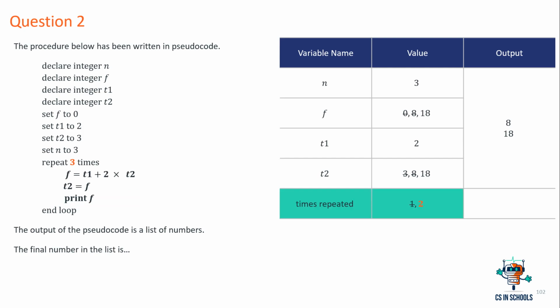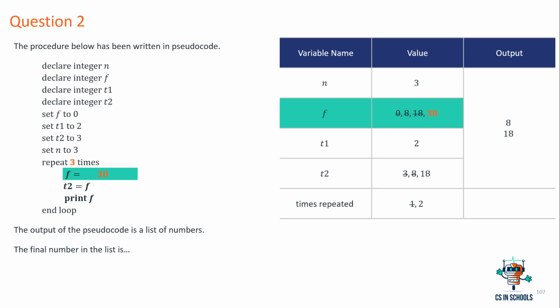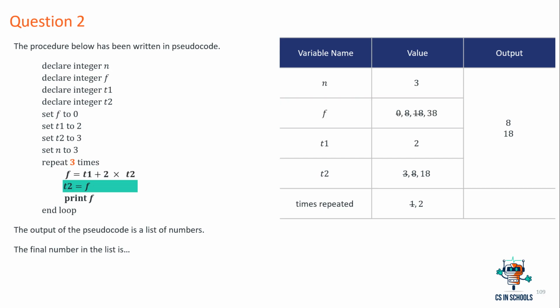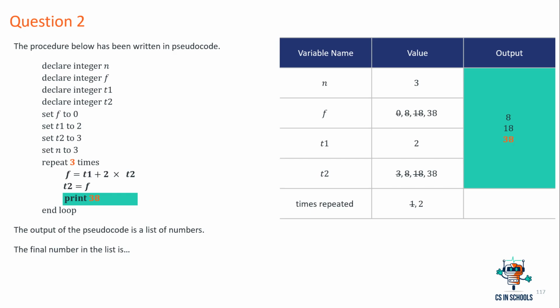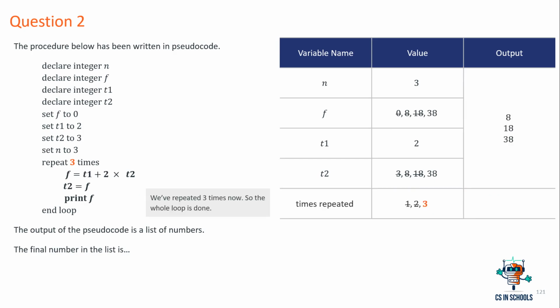Okay, we're going to update the number of times we've repeated so we can keep track of that. We've got one more time. So the right-hand side here gets reevaluated to 38. That gets reassigned into f. f gets assigned into t2, so that goes from 18 to 38. And then we display f on the screen. 38 there underneath the previous values. Update the number of times repeated to 3. We've now repeated 3 times, so the whole loop is done.